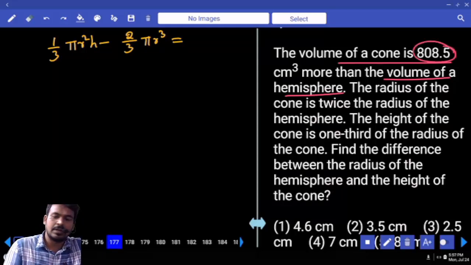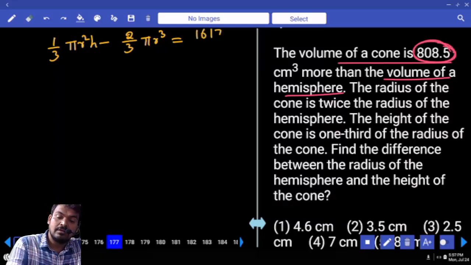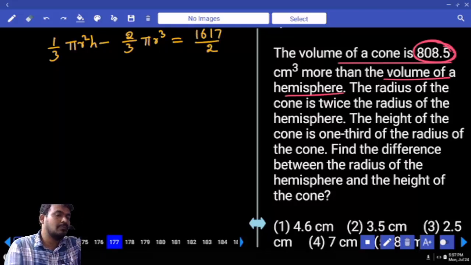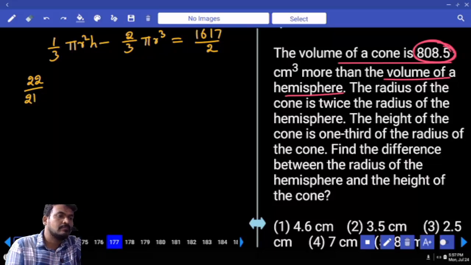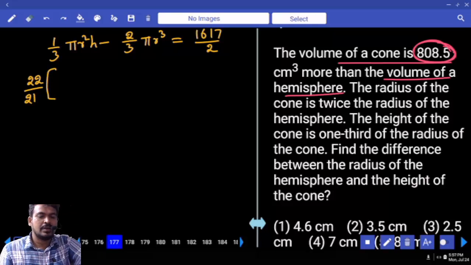808.5 doubled is 1617 by 12. What is the common value on the left-hand side? Pi by 3 is common, which means 22 by 21. What is the remaining? r square into h, 2 into r cube minus 2 into r cube.